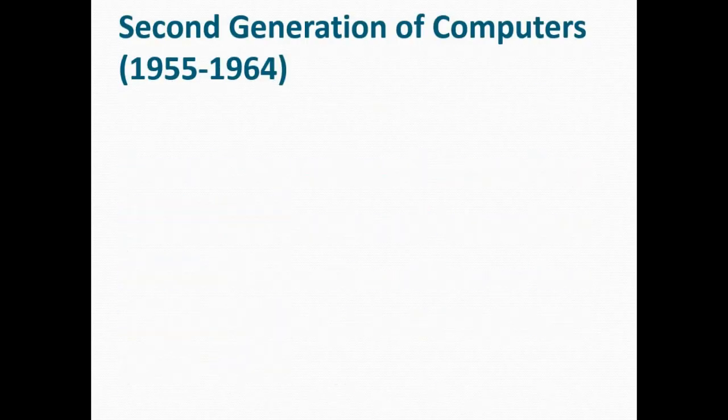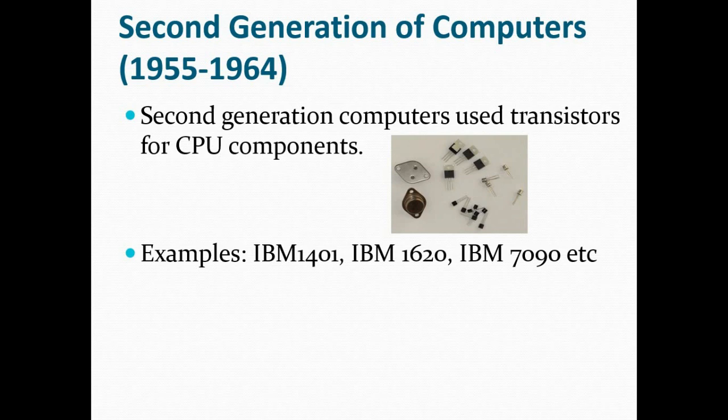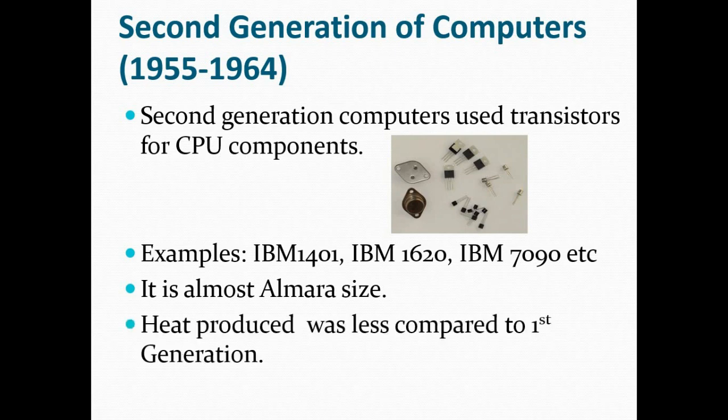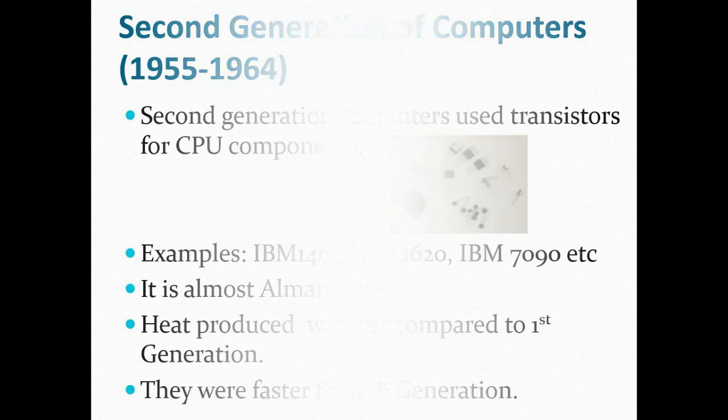Second generation of computers, it was from 1955 to 64. Second generation computers used transistors for CPU components. For example, you can say IBM 1401, IBM 1620 and IBM 7090. It is almost an almirah size and the heat produced was less when compared to the first generation of computers, and they were also faster than the first generation of computers.